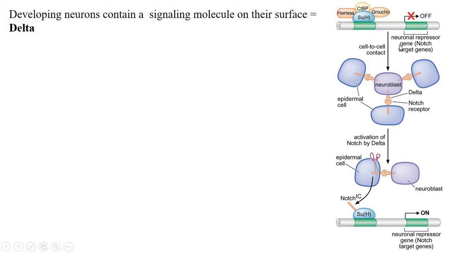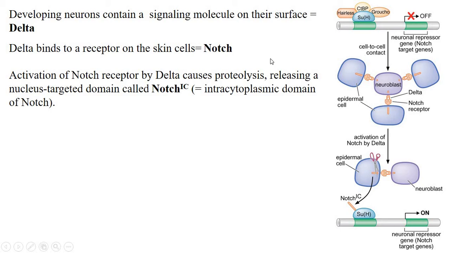Here, if you look, this is the neuronal repressor gene, a Notch gene target. This repressor is off, and all these other proteins are bound here at the promoter region. So Delta binds to the receptor on the skin or epidermis cells, which is Notch. The cell that is destined to become a neuronal cell is the only cell that will have Delta, and the others have Notch. This Delta will bind to Notch here. Once Delta and Notch bind to each other, this binding will activate Notch. This activation means Delta will cause proteolysis.